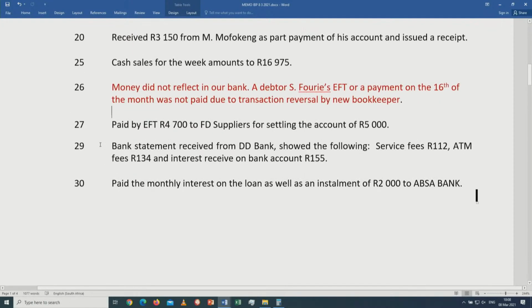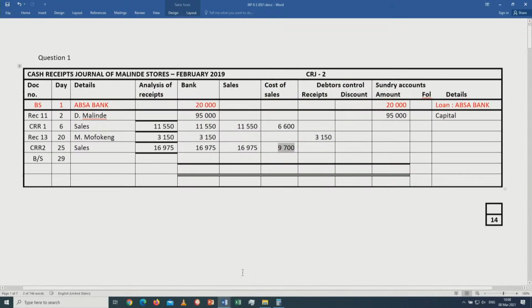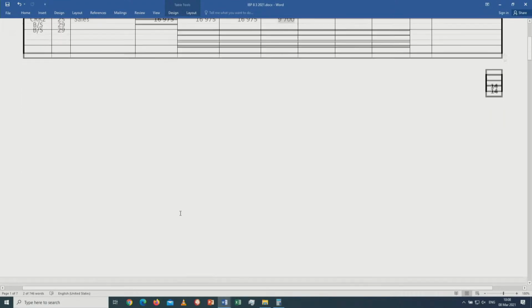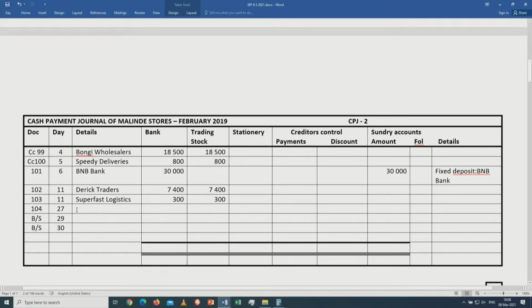All right, then let's go to the 27th. On the 27th, we paid EFT 4,700 to FD suppliers for settling the account of 5,000. In this case, you are making a payment. Therefore, you need to go to your cash payment journal. Here is our cash payment journal.